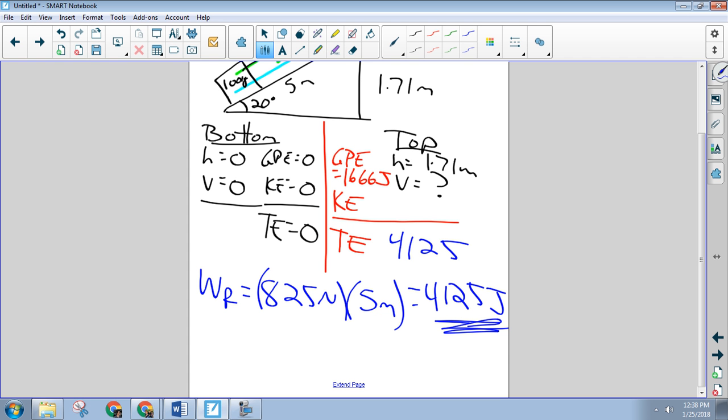All right, so is everybody good with what I did here? I know my total energy, I know my GPE, so now I can subtract to find my KE, and then use that to find the velocity, right? Cool? Problems? All right, I'll do part B in a second.